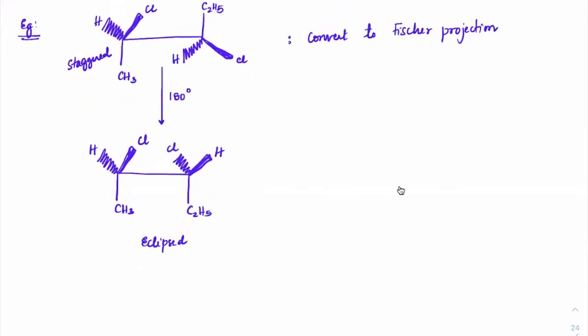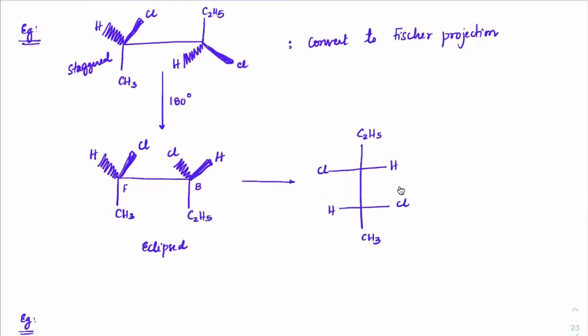Now once I know the eclipsed form, from here it is easy to convert into Fisher projection. I can take any of these as front and back carbon here, and I want this back carbon to come up. So I will first make two-dimensional lines here. Then if this is the back carbon on which there is C2H5, this is C2H5 and here there is CH3. Because you are watching from this point of view, this hydrogen will come on to the right hand side, this chlorine will come on to the left hand side. So it is chlorine, hydrogen, chlorine, hydrogen. No issue, beta, no issue.